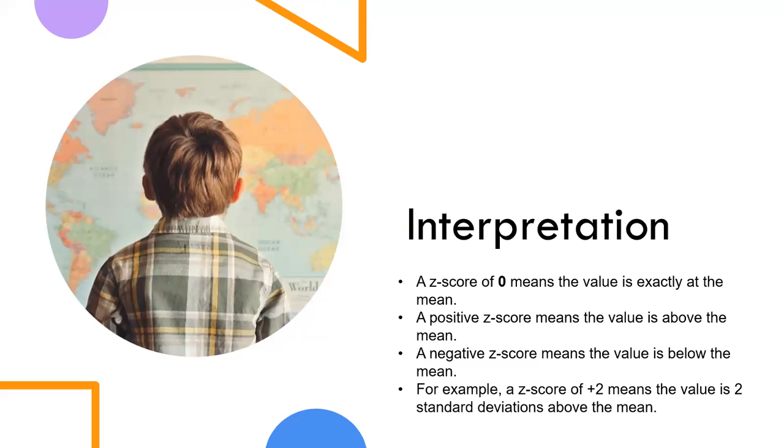All right, so what does this actually mean? A Z-score of 0 means the value is exactly that of the mean. If we have a full data set and we see a Z-score of 0, it means it matches the average of the full data set. A positive Z-score means that the value is above the mean, a negative is below the mean. So if we have a Z-score of +2, it means that it's 2 standard deviations above the mean. If it was a -2, that would be 2 standard deviations below the mean.